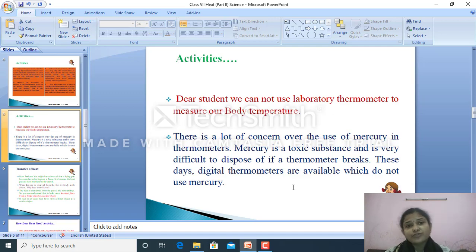Also, one thing is very important: thermometers contain mercury, and mercury is a very toxic substance. If inhaled, it can lead to fatal consequences; a person can die. It is also very difficult to dispose of if a thermometer breaks. That is why in our homes nowadays we use digital thermometers, which do not have mercury.